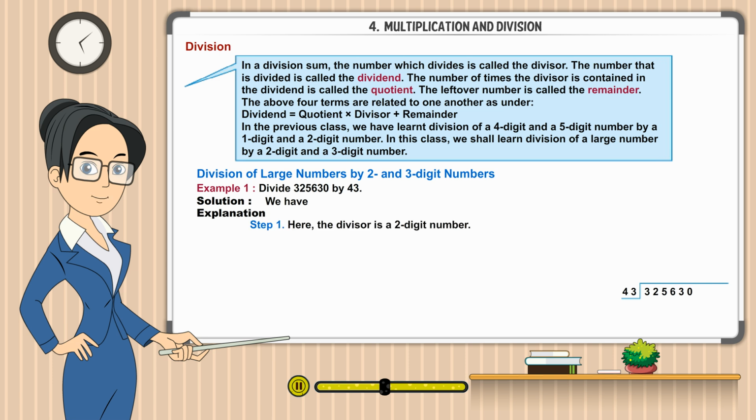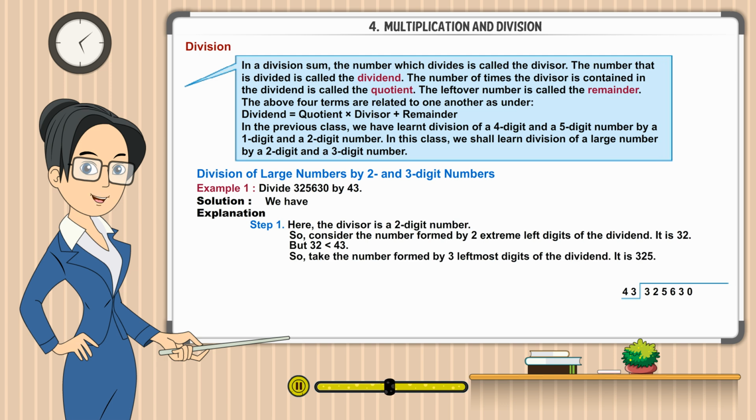Step 1. Here the divisor is a 2-digit number. So consider the number formed by two extreme left digits of the dividend. It is 32. But 32 is less than 43. So take the number formed by three leftmost digits of the dividend. It is 325. Let us see how many times 43 is contained in 325.